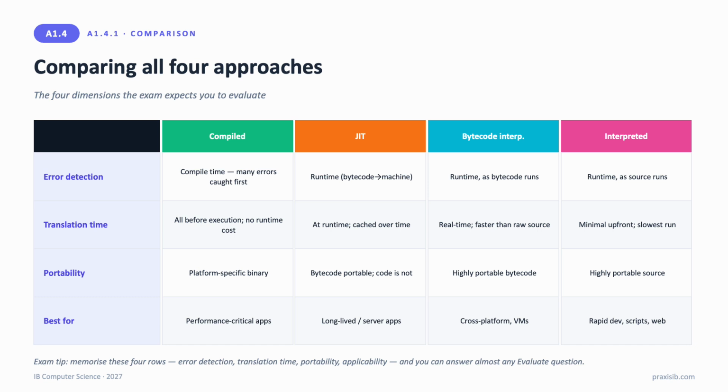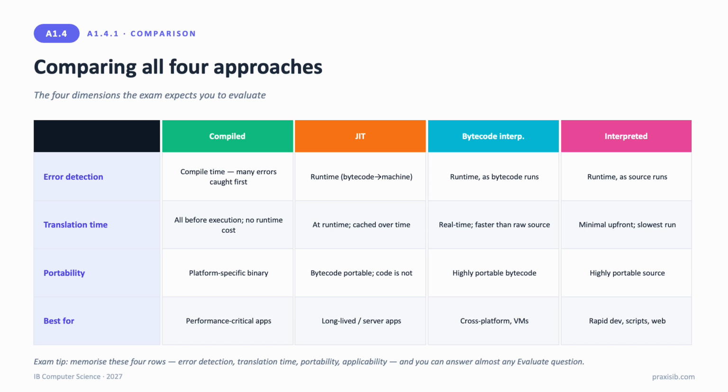The second dimension is translation time. A compiled language does all its translation in advance, so there is no cost while it runs. An interpreted language does almost no work in advance, but it translates the code during execution, so it is the slowest to run. JIT and bytecode sit in the middle.